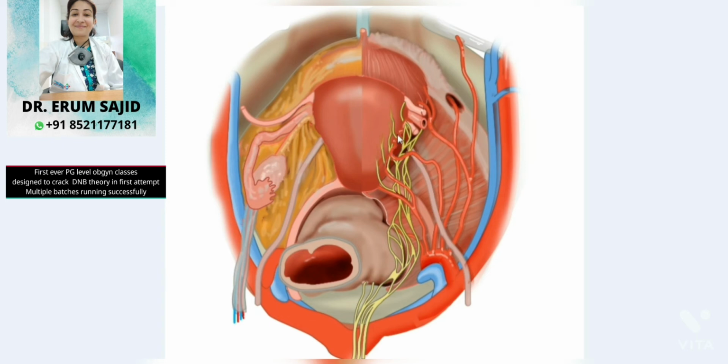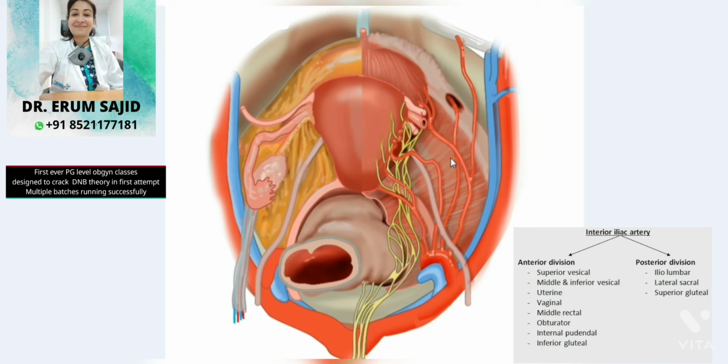Look at its tortuous course and look at its close proximity with the ureter. So the uterine artery I have already spoken about in my lecture before, so I'm not taking it in depth here, but it's one of the anterior branches of the internal iliac artery. What are the other anterior branches?